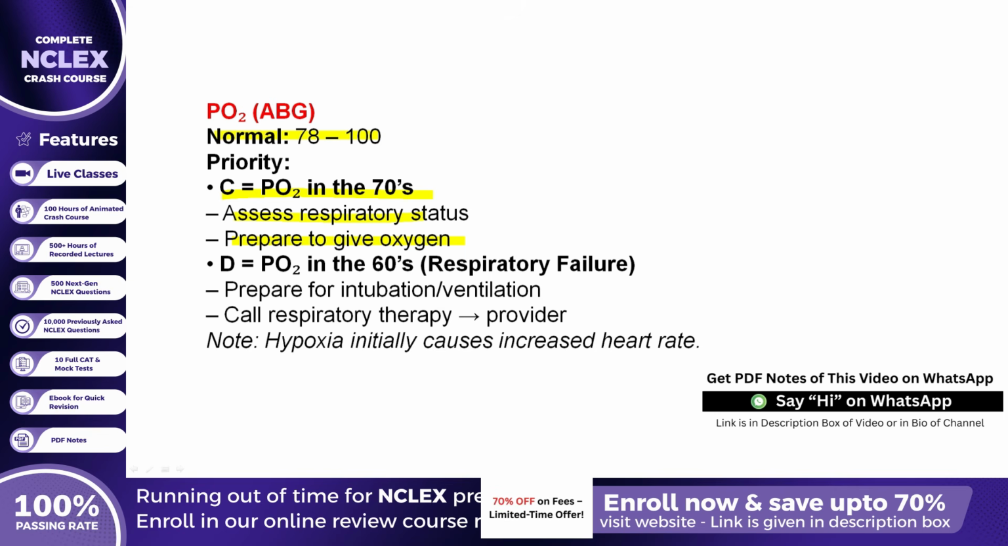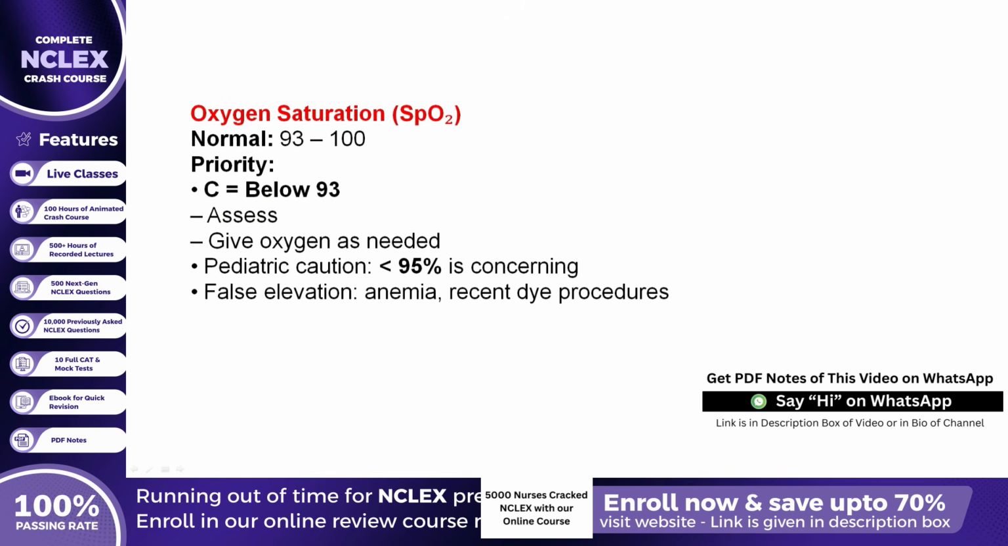Priority D applies when the partial pressure of oxygen is in the 60s, which signals respiratory failure, so we prepare for intubation and ventilation and call respiratory therapy followed by the provider. It is important to note that hypoxia initially causes an increased heart rate. Finally, let us talk about oxygen saturation, where the normal range is 93 to 100.